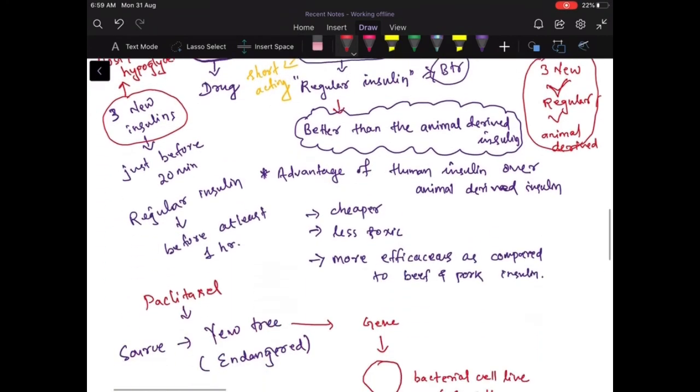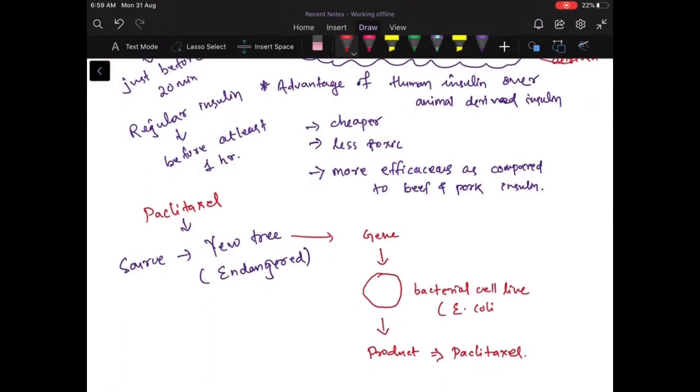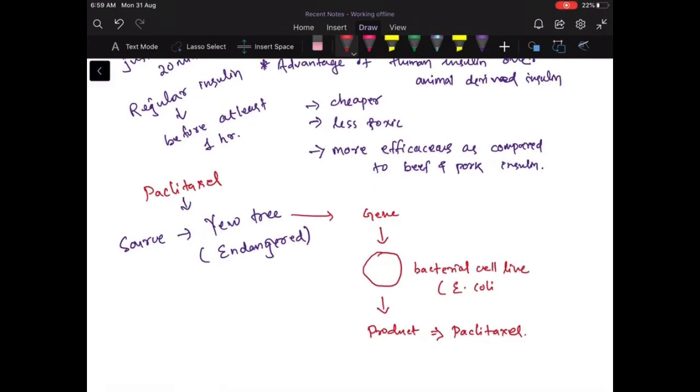Okay, after that we are going to paclitaxel. The source is yew tree. How is this done? The gene is introduced into the bacterial cell line, that is E. coli, and the product we get is paclitaxel. So no need to cut the tree to get the anti-cancer drug, that is paclitaxel.